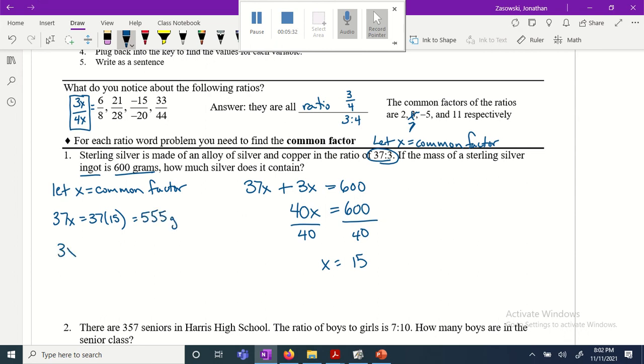And the other one is 3x. So 3 times 15 is 45 grams. And when we add these together, we get 600. And so now we can make our statement. There were 555 grams of silver and 45 grams of copper. That's it.